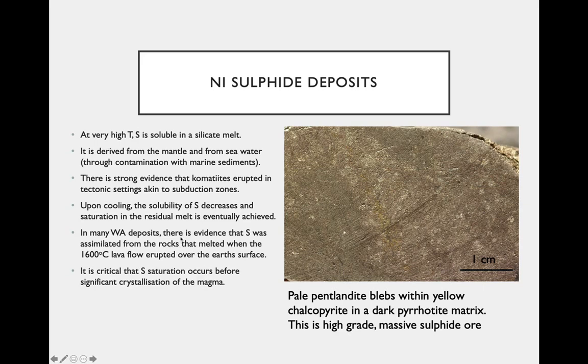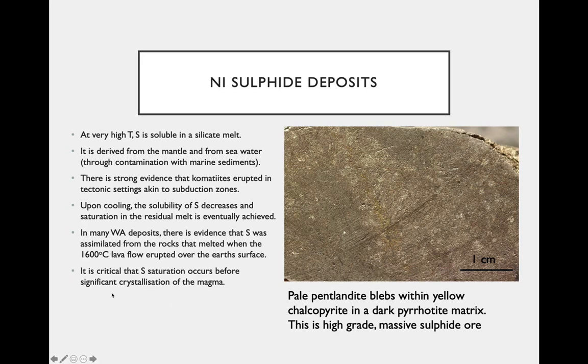So in these Western Australia deposits, the sulfur might have been assimilated from rocks that melted when the lava erupted over the surface. So it's incorporated that way. It might not have been in the primary magma. And people have argued, and this argument continues, that komatiites might have formed in tectonic settings akin to subduction zones. Remember, the tectonics in the Archean is less clear, so this is still openly debated.